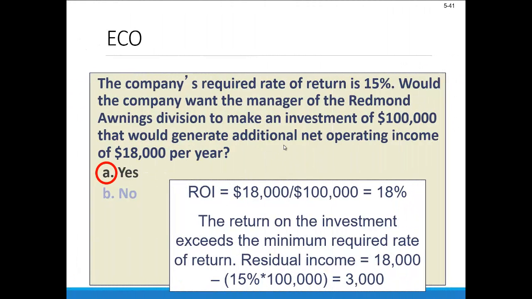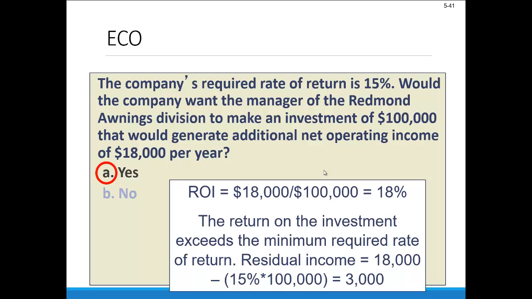And the answer is yes, right? The return on that investment is 18%. That's going to generate some positive residual income. Residual income in this case is the $18,000 income that would be generated minus the capital charge, which would be 15% of the $100,000 investment, or $15,000. So residual income becomes $18,000 minus $15,000, and that's $3,000.